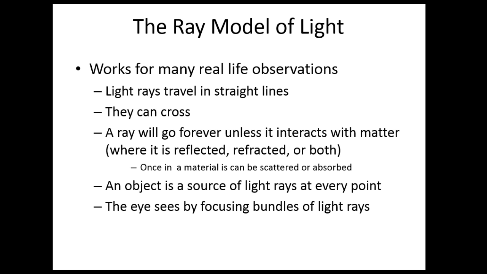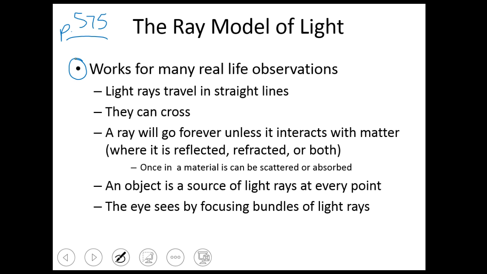So the ray model of light assumes 5 things, and if you're following along in your book, these are on page 575, and they've got accompanying pictures, but I'm just going to walk through these really quickly. So the ray model of light is really great because it works for a lot of your real-life observations. Like I said, you're familiar with it. It makes the following 5 assumptions.